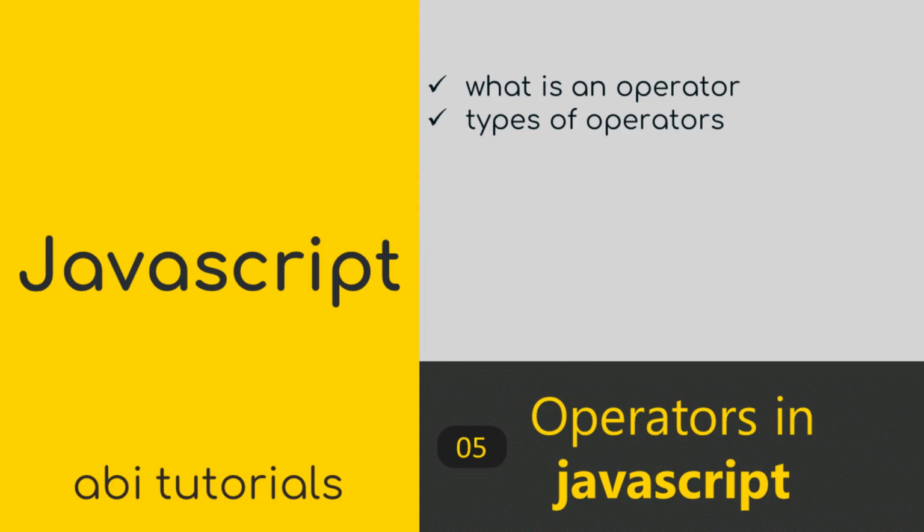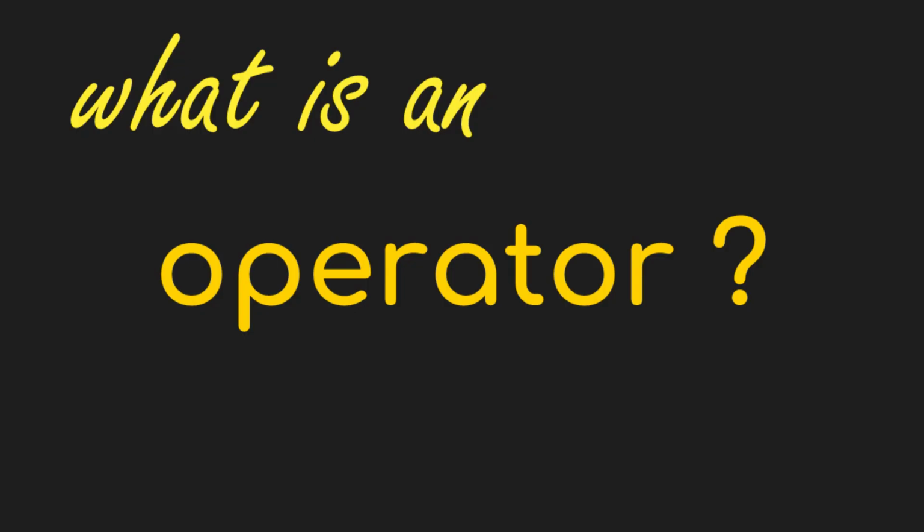Hello friends, in this video we will see about the various types of operators that we use in JavaScript. Let's get started. First, let's see what operators are. An operator is a symbol that performs operations such as arithmetic, logical or relational operation on one or more values and produces a single result or output.